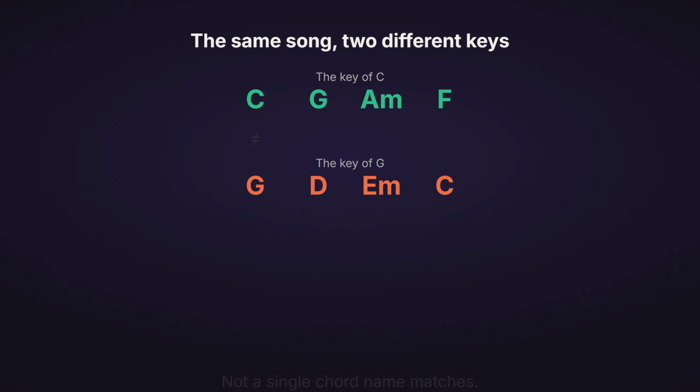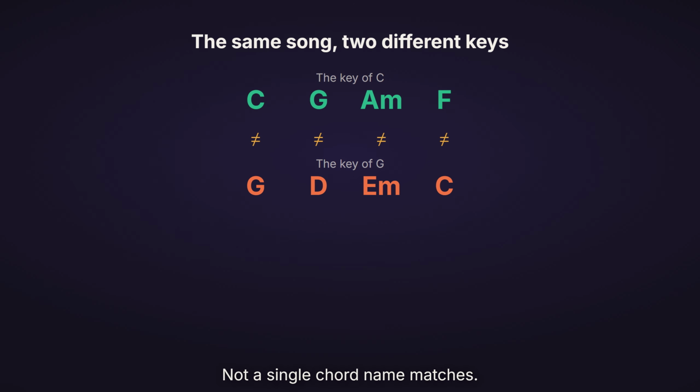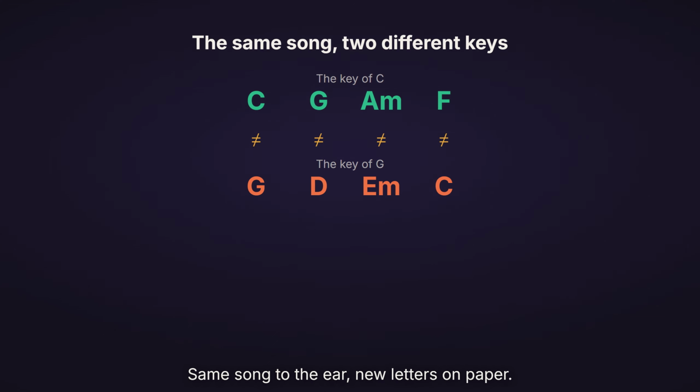To your ear the song is identical, the rise and fall, the pull and the release, but on paper the letters have changed completely. So here is the question that this whole lesson answers. Is there a way to write down what that loop actually does, once, in a form that survives moving between keys? There is, and it has been hiding under the letters the entire time.